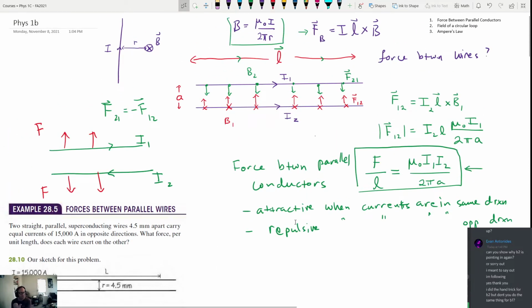Yes, you do the same thing for B1. Point your thumb along the direction of I1. Above, the magnetic field is going to be coming out of the page. And then wrap your fingers back around. It kind of hurts your hands to do this, probably. But then on the bottom, below the wire, the magnetic field for B1.